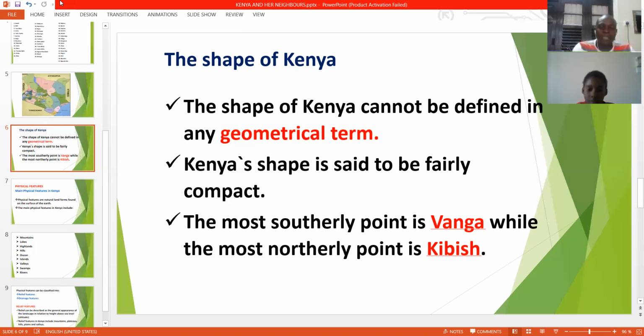So up to that point, we are done with the position and the shape size of Kenya. We've looked at the neighbors of Kenya, the counties in Kenya, the physical size of Kenya, that is the approximate size in square kilometers, also the length across and along Kenya. Then we've looked at the shape, which we've said is not defined using any geometrical term. And we've given the most southerly point and the most northerly point of Kenya. So that is all about it. Next we shall look at the physical features.